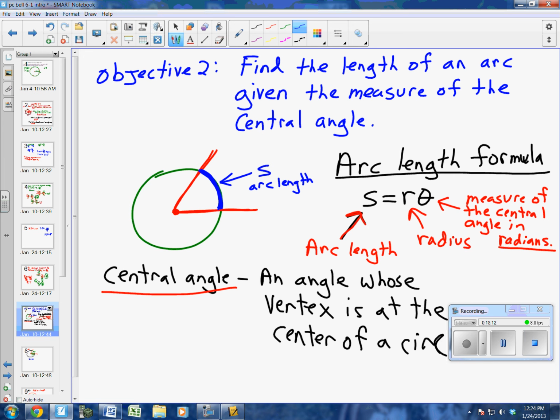R is radius. And theta, what do you think theta is? The measure of the central angle in radians. Everybody, double and triple and quadruple underline radians, not degrees. This formula only works for an angle that's in radians. So if you're given an angle in degrees, what do you have to do? You have to convert it to radians using objective 1, what we just learned. Everybody got this page down?